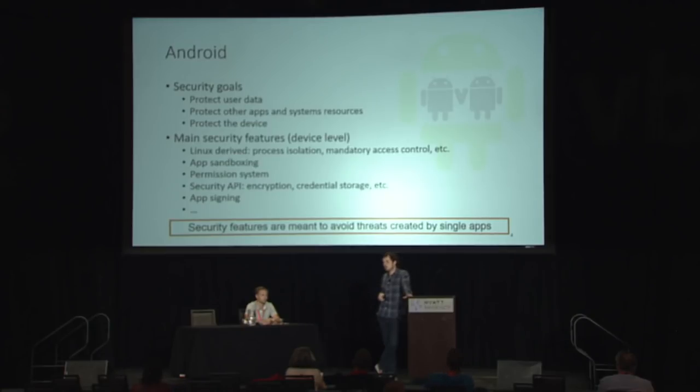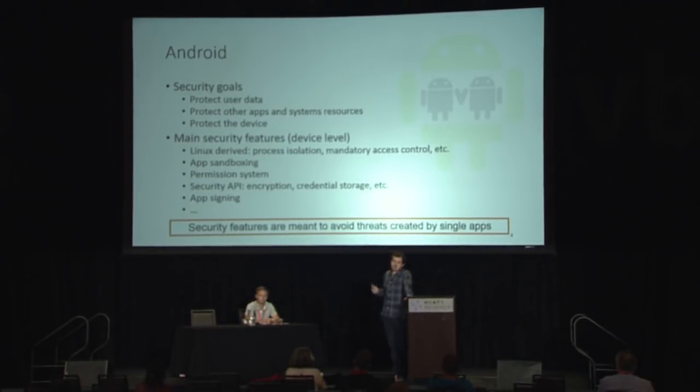And in order to do so, it has many different security features. The ones that I mentioned here are the ones at the device level. So you have most of the Linux-derived security features like process isolation and mandatory access control. We have also app sandboxing. We have also the famous or maybe infamous permission system, and security APIs like encryption, credential storage, etc. And we also have app signing, which in Android is not used like in other platforms such as iOS, but you have it there also.